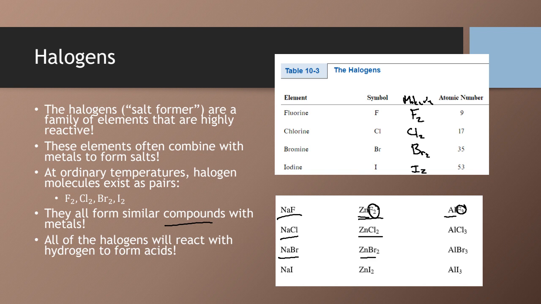All the halogens will react with hydrogen to also form acid. This is where you get hydrofluoric acid, hydrochloric acid, I imagine hydrobromic acid. I don't know what that's used for.